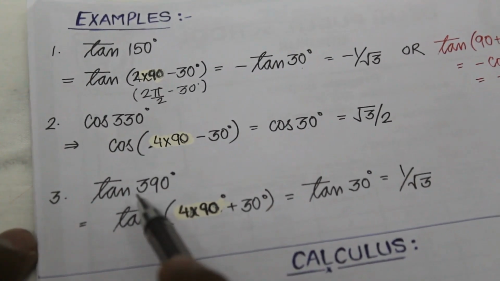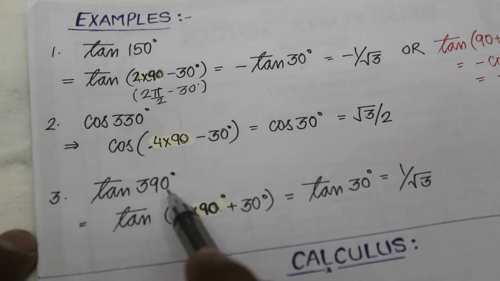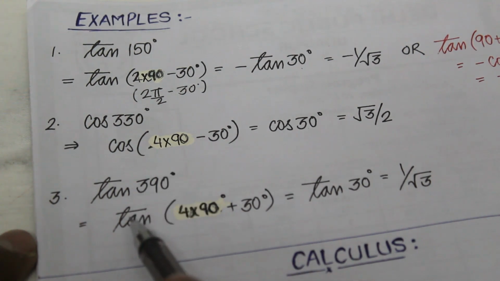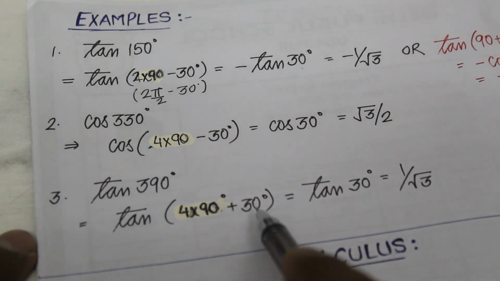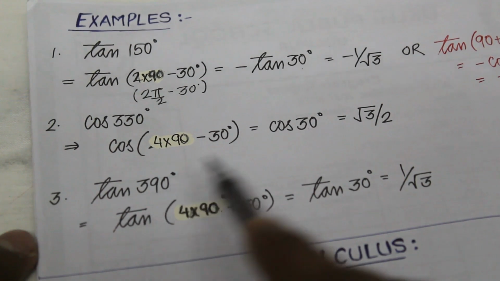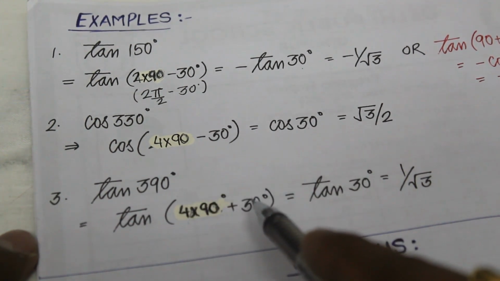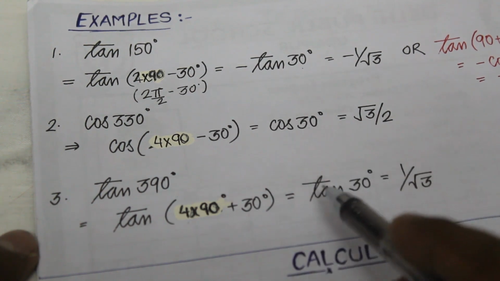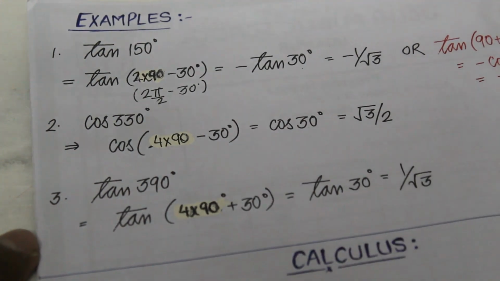Moving on, tan 390. Now how can I write 390? I can write 360 plus 30. So tan, again 360 can be further written as 4 into 90 plus 30. Here again it is an even multiple, so tan will remain tan. 360 plus something means it lies in the first quadrant, and in the first quadrant all the trigonometric ratios are positive. So it is positive tan 30, which is given by 1 by root 3.